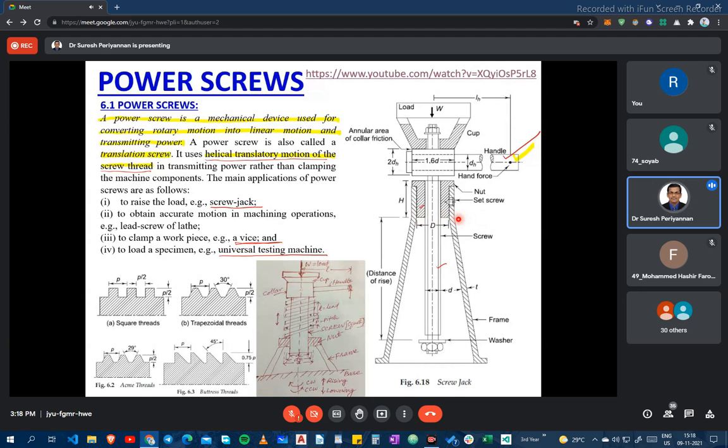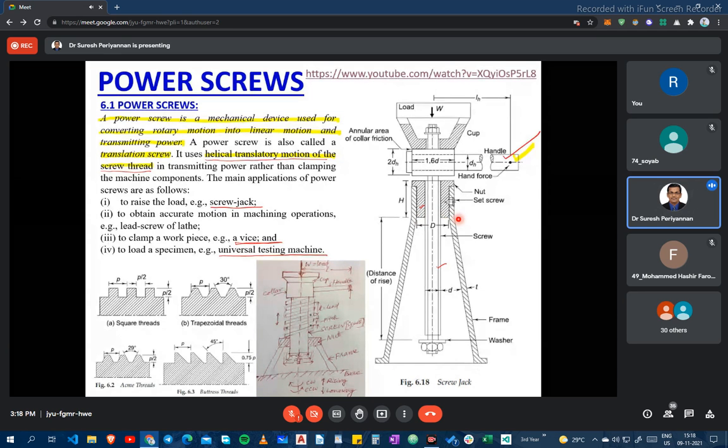Now, the power screw's main disadvantages: less efficiency. The poor efficiency is one of the disadvantages. Another disadvantage is the high friction in threads, which causes wear of the screw and nut, because we are always trying to lift more weight using a screw jack.